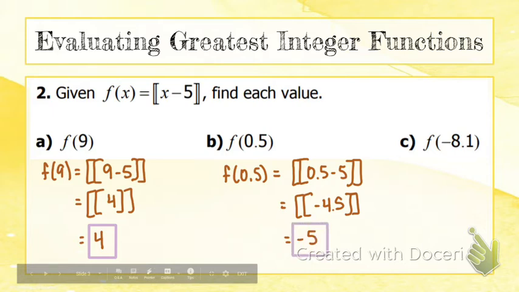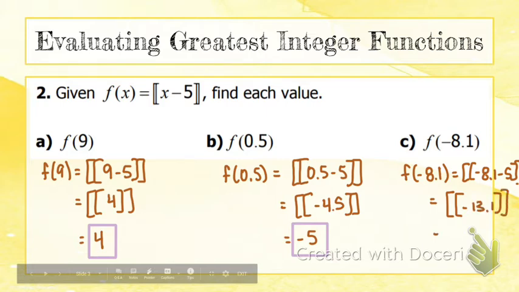And finally, f of negative 8.1 equals the greatest integer less than or equal to negative 8.1 minus 5. Ran out of room there. And negative 8.1 minus 5 is negative 13.1. And the greatest integer less than or equal to negative 13.1 is negative 14. Because negative 13 is greater than negative 13.1.